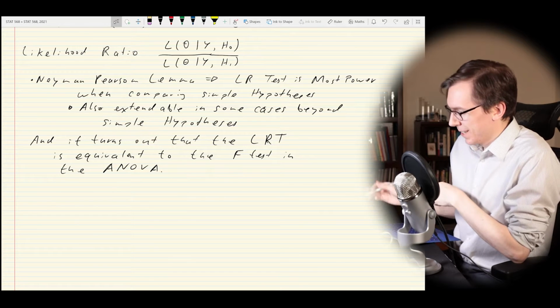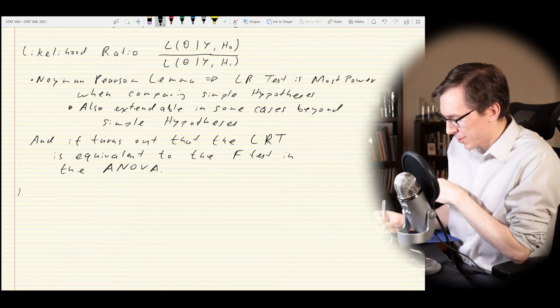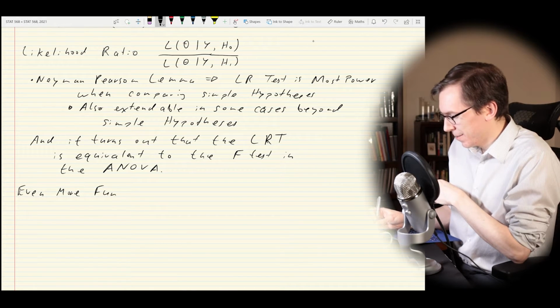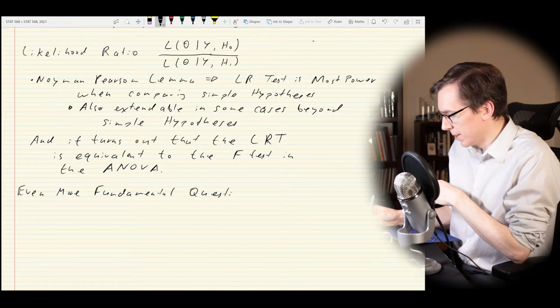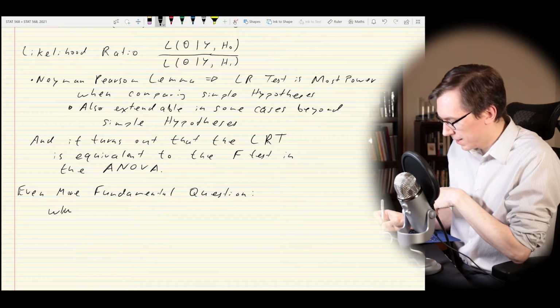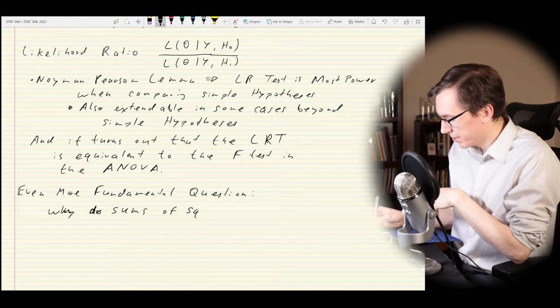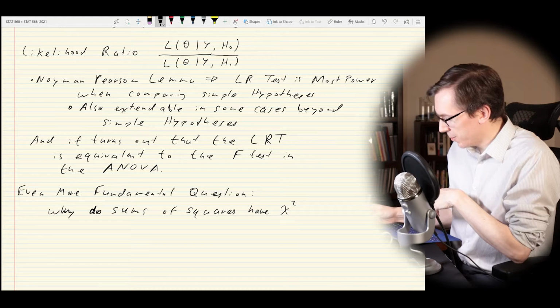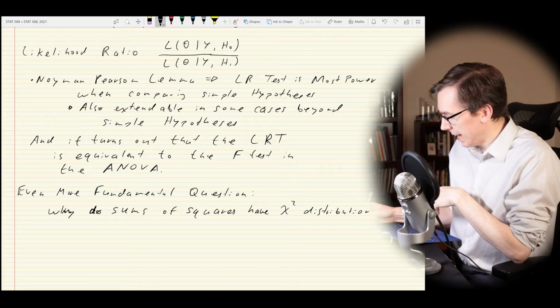But going forward, that leads to an even more fundamental question, which is why do sums of squares have chi-squared distributions?